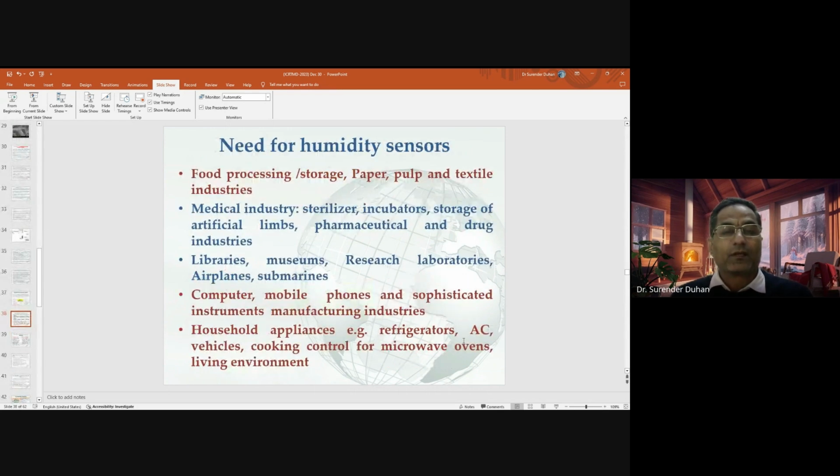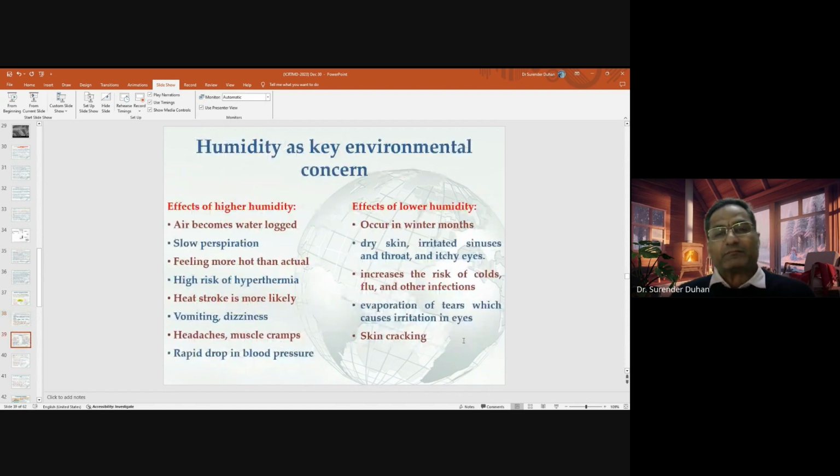Need for humidity sensor. Why do we need a humidity sensor? There are two types, RH and AH. Applications include food processing, storage, paper, textile industries, medical industry, sterilizers, incubators, storage of artificial limbs, pharmaceutical and drug industries, libraries, museums, research laboratories, airplanes, submarines, computers, mobile phones, and sophisticated instruments, manufacturing industries, household applications, for example, refrigerators, AC, vehicles, cooking control or microwave ovens, and living environments.